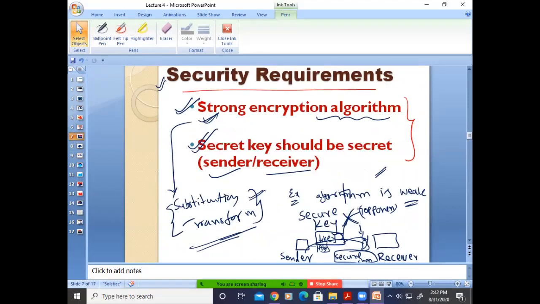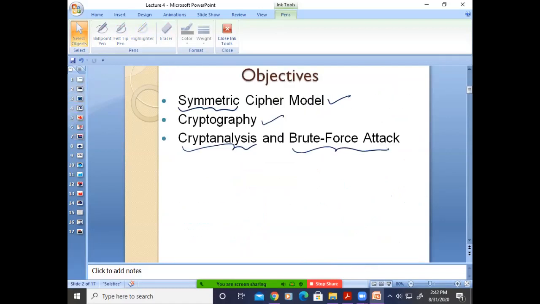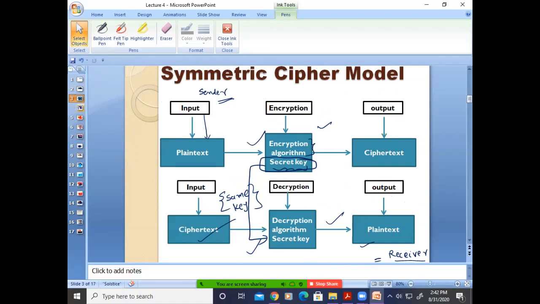And these are the security requirements. There should be a strong encryption algorithm, and the secret key should be kept secret. It should be given only to the sender and receiver. These 2 should have the key. If any other person takes that key, yes, he can read all the information. I hope all the points are clear. Any questions?